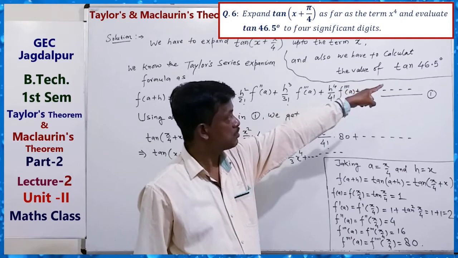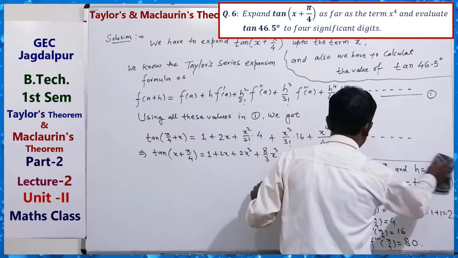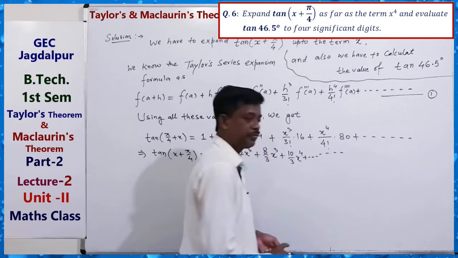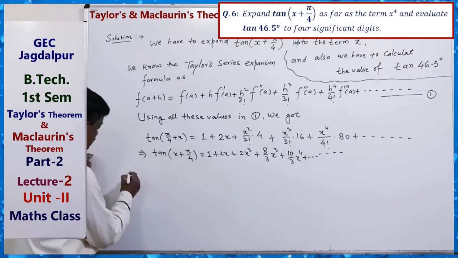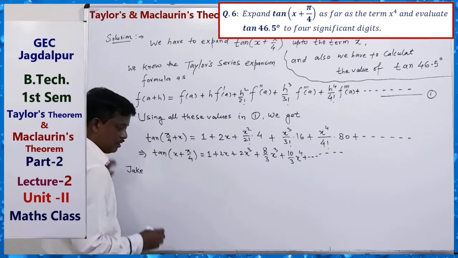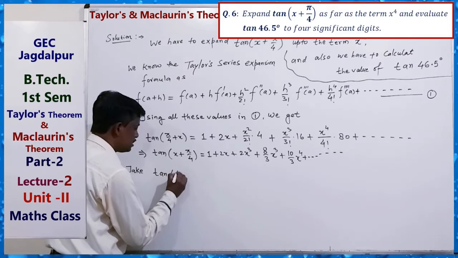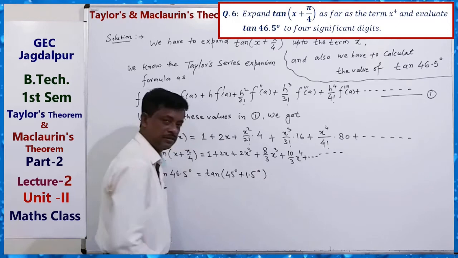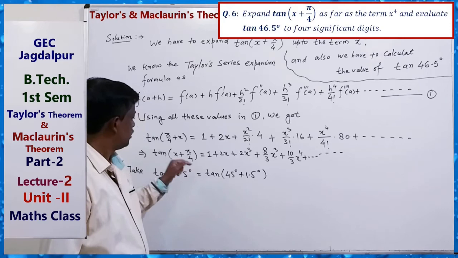Second part, we have to find tan of 46.5 degree. So for that, just see here. We can take tan of 46.5 degree is equals to tan of 45 degree plus 1.5 degree. 45 degree means what? Pi by 4. Pi by 4 and x is 1.5 degree.